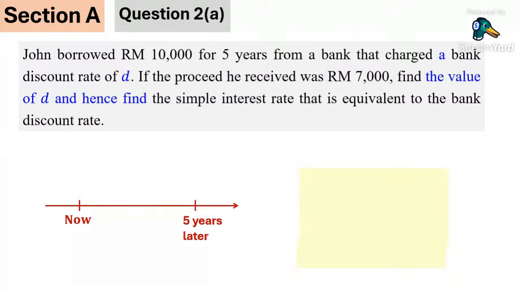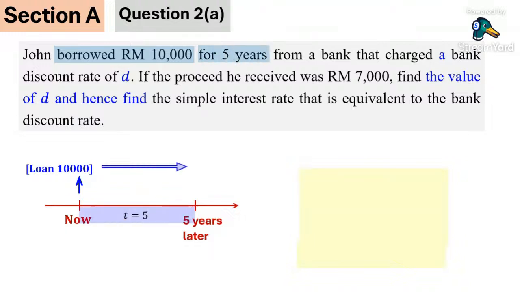Okay, let us try to understand what is happening in the question. First of all, you were told that John borrowed RM 10,000 for 5 years. According to timeline 2, he borrows a loan of 10,000, and if he borrows the money now, he needs to repay it 5 years later. The duration here is 5 years, T equals 5.